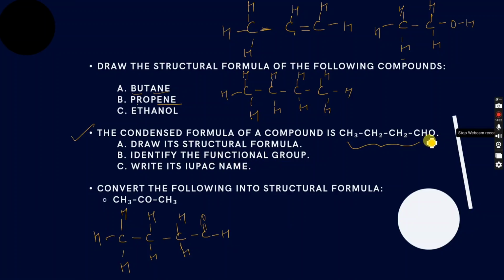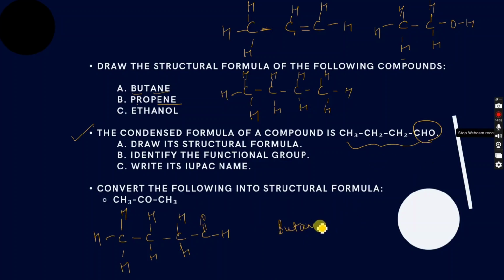Then we also have to write the IUPAC name of this compound. So how will you write the IUPAC name? Now see here, 4 carbons are there, so but, and then single bond, so AN, butane, and then the aldehyde group. The aldehyde group ends with AL, so butanal. So that's the IUPAC name of this compound, or you can also write 1-butanal.